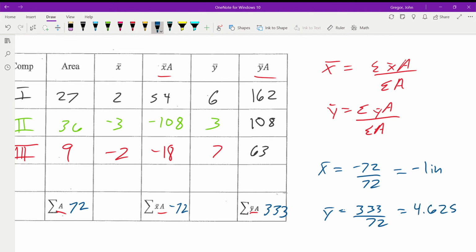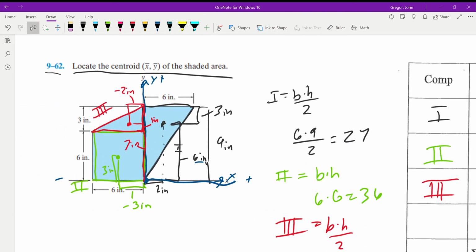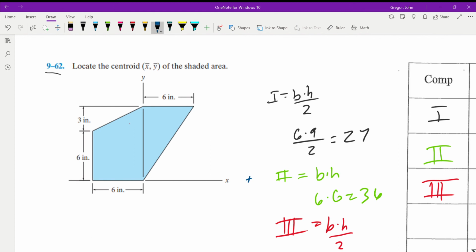Which gives me 4.625. So if we're looking over here, I'm going to erase all this stuff. When we're looking at this piece here, my center is going to be around here, with 4.625 inches in y, and that negative 1 inch in x. And that's it for this problem.